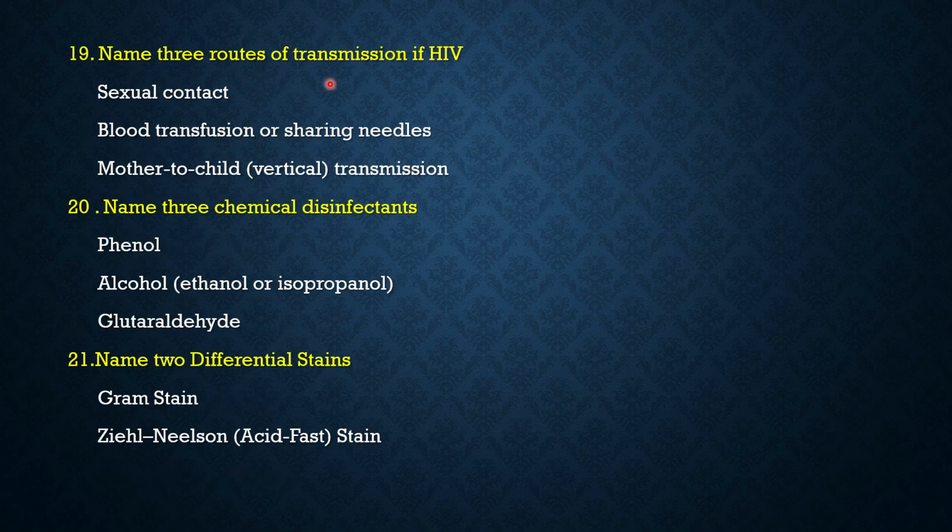Name 3 routes of transmission of HIV. It's through sexual contact, blood transfusion or sharing needles, mother to child, which is called as vertical transmission. Then 20th one, name 3 chemical disinfectants. It's phenol, alcohol, and glutaraldehyde. 21st, name 2 differential stains. So first is Gram stain, second is Ziehl-Neelsen stain or acid-fast stain.